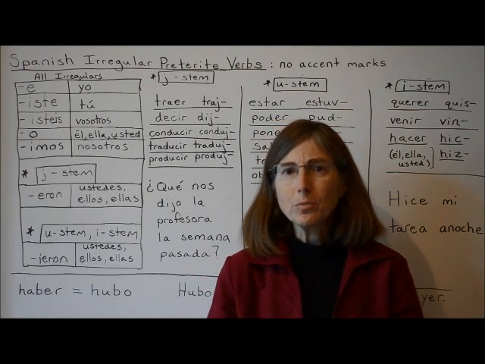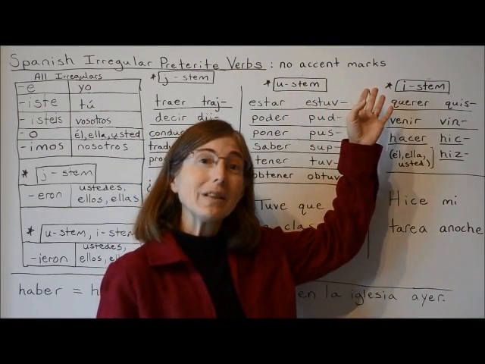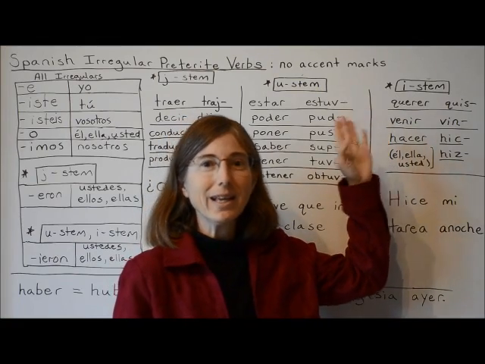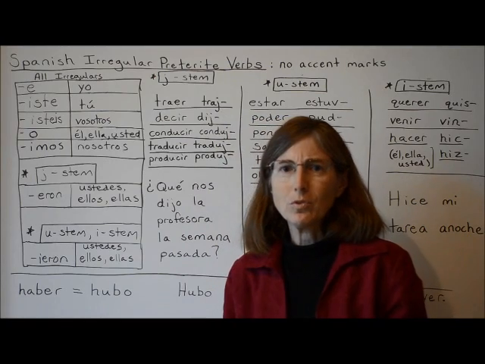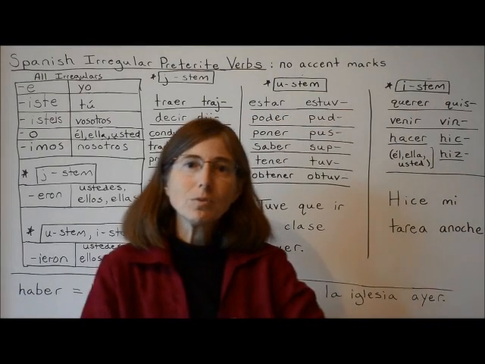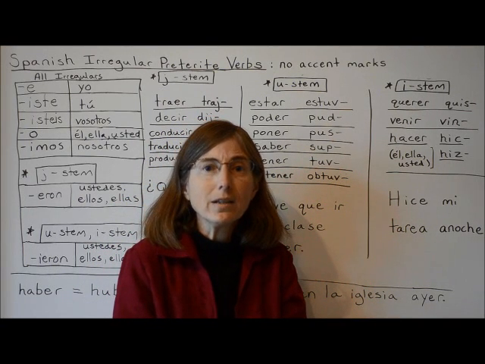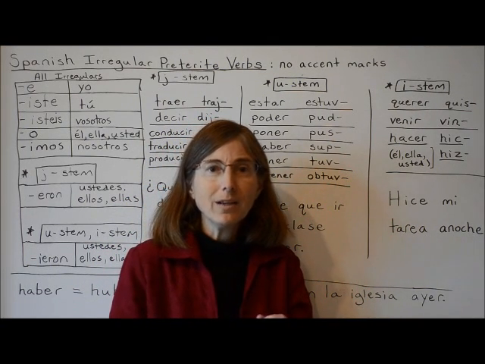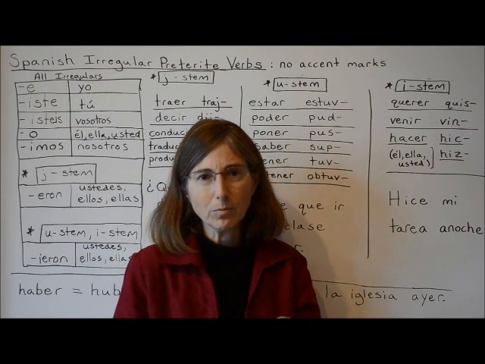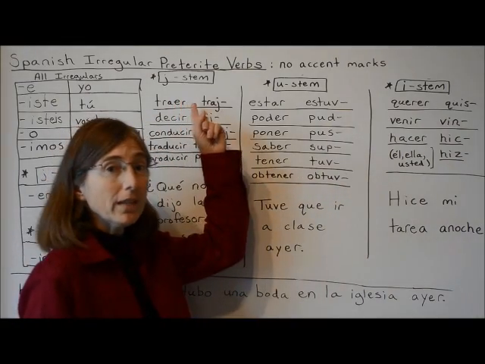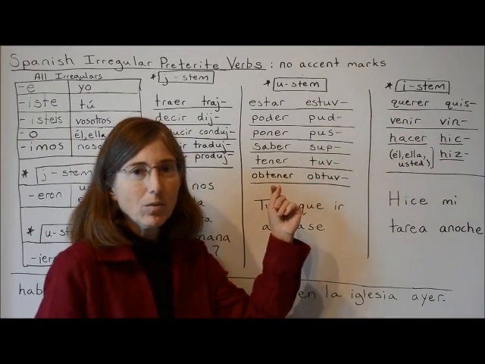Now these irregular verbs carry no accents on any of the forms. So that's probably a good thing. We don't have to worry about accent marks on any irregular preterite verbs. The stems of these verbs are irregular. That means the verb stem actually changes from the normal spelling of the verb stem. And we divide these verb stem changes into three categories for irregular verbs. We have J stem, U stem, and I stem categories.